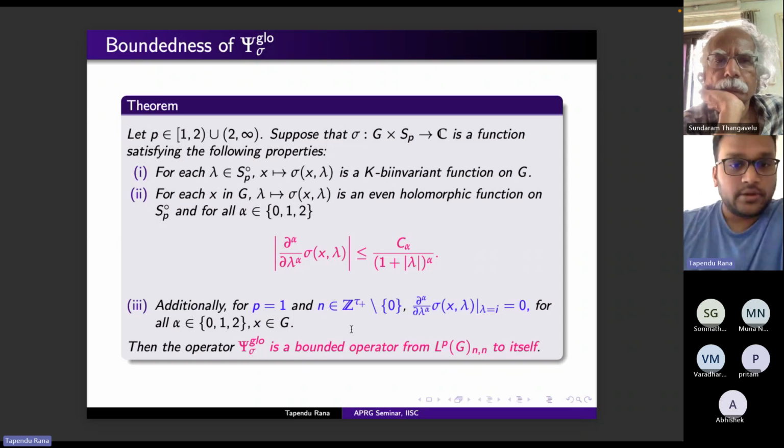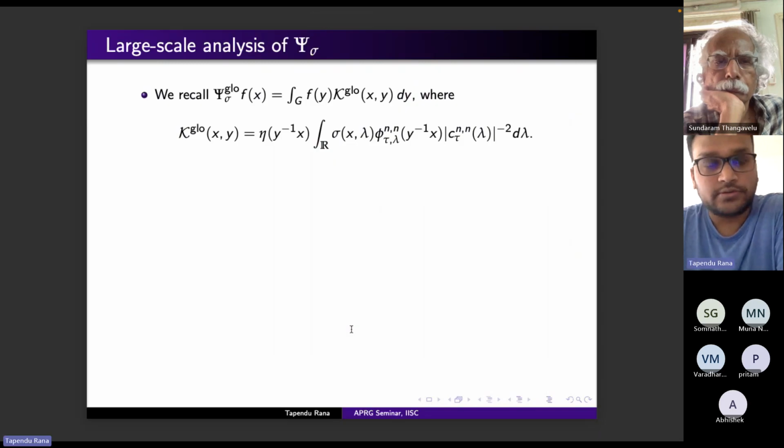Okay. Now, to study this boundedness property of the global part, what we did is we followed, in some sense, a classical case.